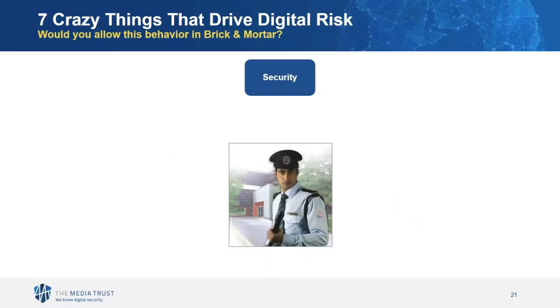So before we jump into the actual journey, we want to walk through some of the drivers of digital risk. And this is based on a blog series that we did, 7 Crazy Things That Drive Digital Risk. And what we want you to think about again is, would you allow this behavior in a brick and mortar type setting? So the first one we want to talk about is security.